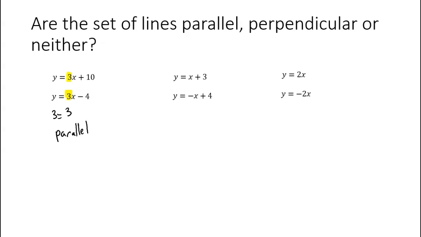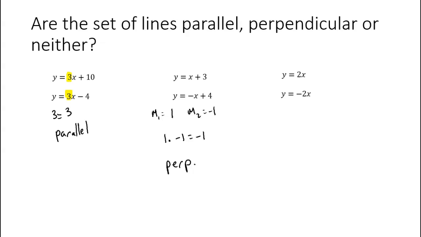What do I notice about the second example? I have a 1 for my first slope, and for my second slope, I have a negative 1. So clearly they are not parallel because they're not the same. But if I multiply them together, I do get negative 1. So these must be perpendicular lines. So perpendicular, I'm going to abbreviate it to that. And again, the reciprocal of 1 is also just plain old 1.